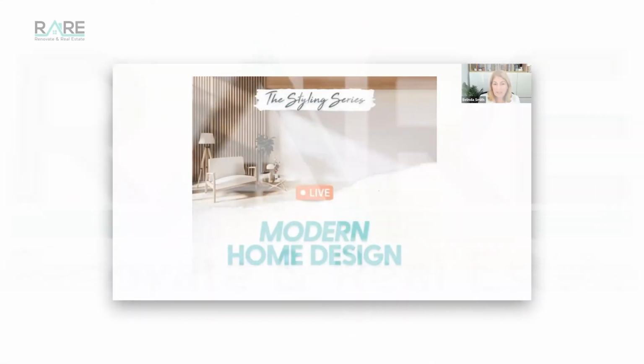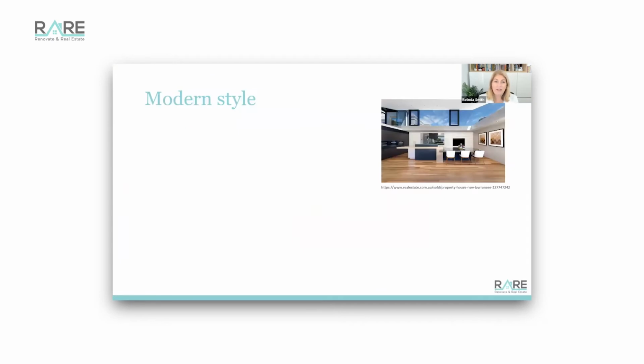This is part of the styling series, Modern Home Design, Modern Style. Let's take a look at it and work out its positives and negatives for us in the renovation space. Also, I'm a property investor and I've built new homes as well. It's part of my portfolio to build new homes as well as do some renovating.